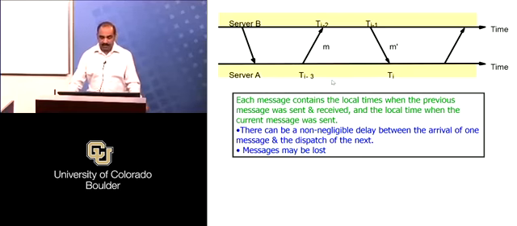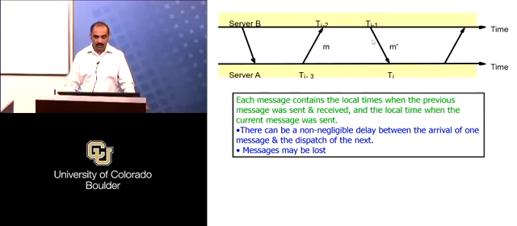So here is the pair of message exchanges. You send a message from server A to server B, and then server B replies with a message back to server A. So that's the pair of messages. The two messages are M and M prime. Each message contains the local times when the previous message was sent and received. So it not only includes its own time, but it will also include the earlier one.